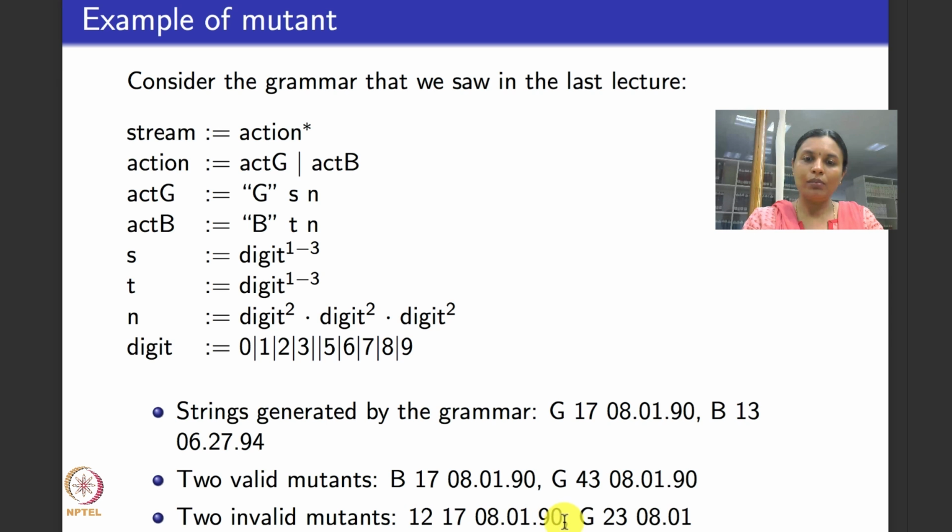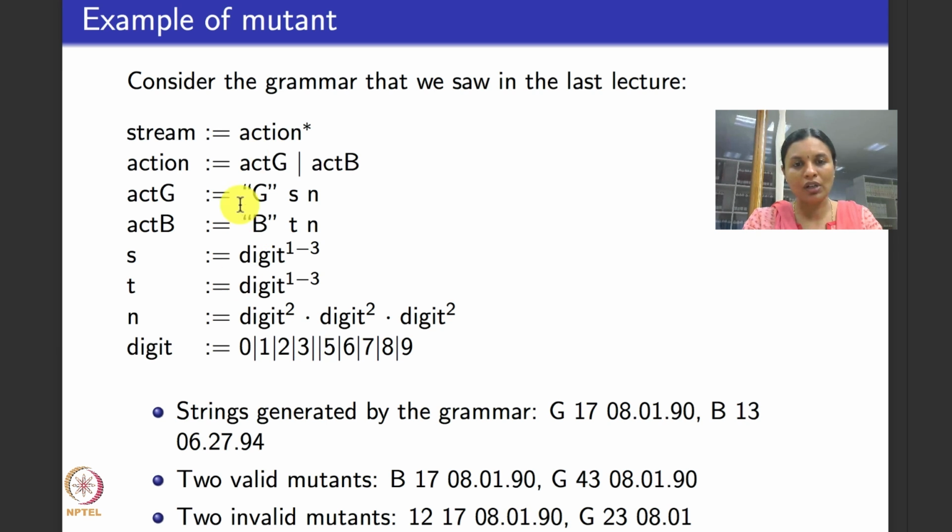The first invalid mutant says you take this string G17080190, and instead of G, you get 12. Why is this an invalid mutant? If you see this grammar, you'll realize that there is no way that this particular string can be generated. You can never generate 12, 17, 08, 01, 90.